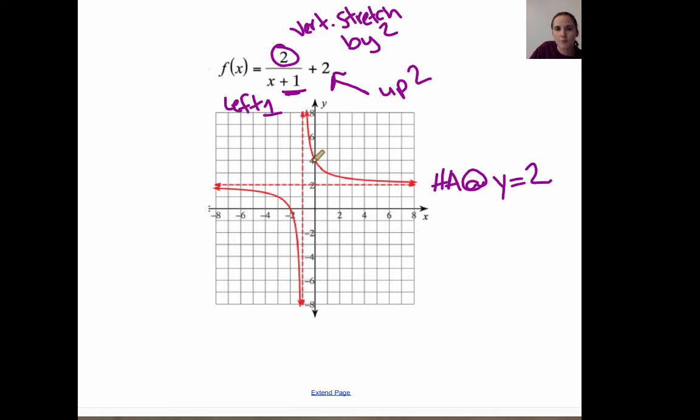Then we shifted left 1. So the vertical asymptote that would have been on the y-axis has moved to the left 1. So now it's at -1 vertically. So we will say the vertical asymptote is at x equals -1. All right.